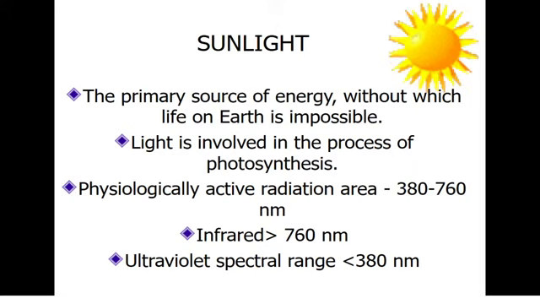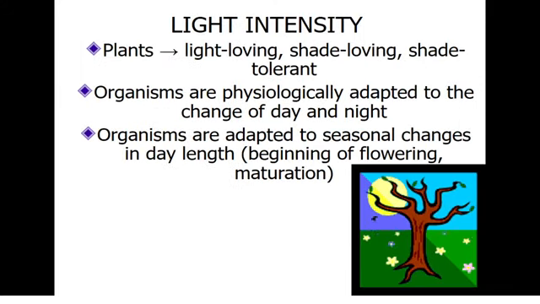And the opposite situation when we talk about sunlight. The primary source of energy without which life on Earth is impossible. Light is involved in the process of photosynthesis. Physiological activity radiation area is between 380 and 760 nanometers. Infrared is more than 760 nanometers, and the ultraviolet spectral range is less than 380 nanometers.